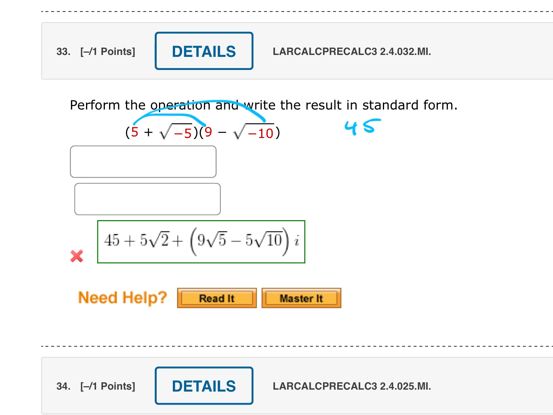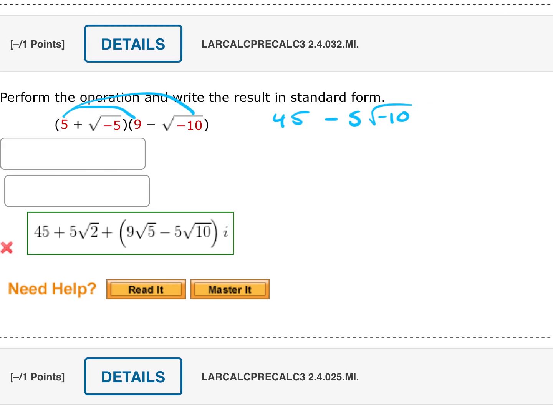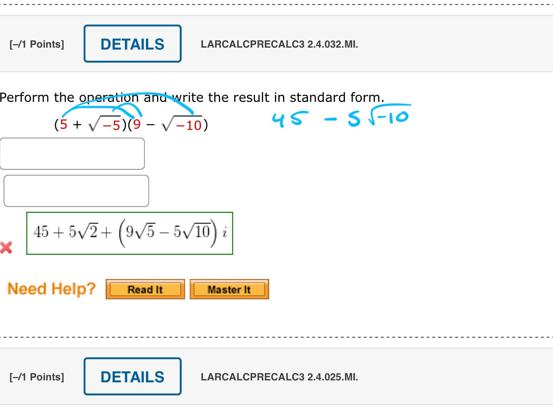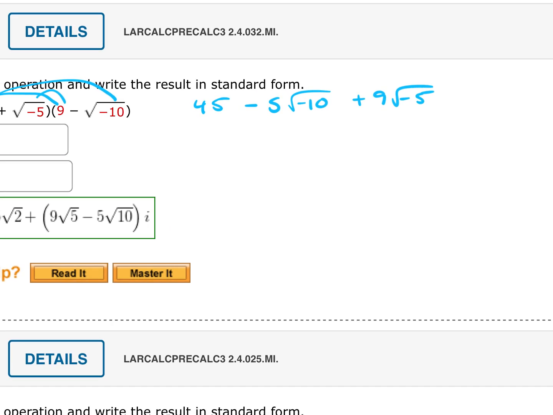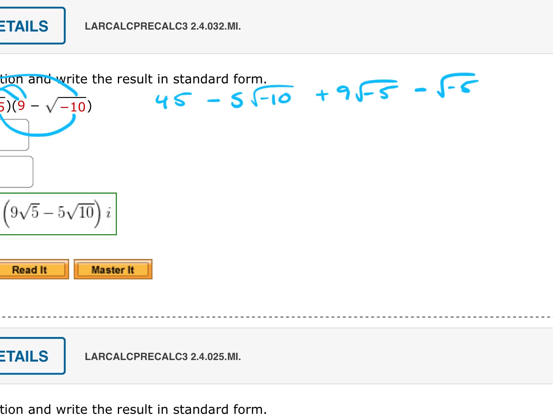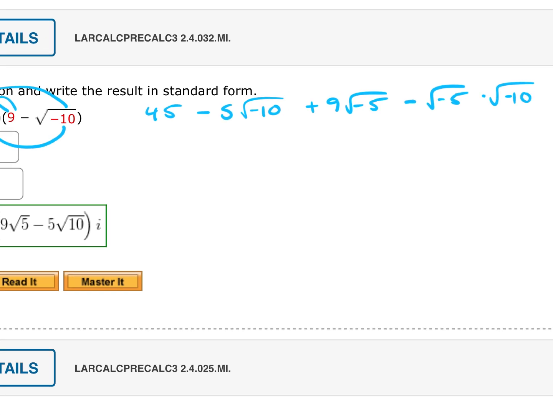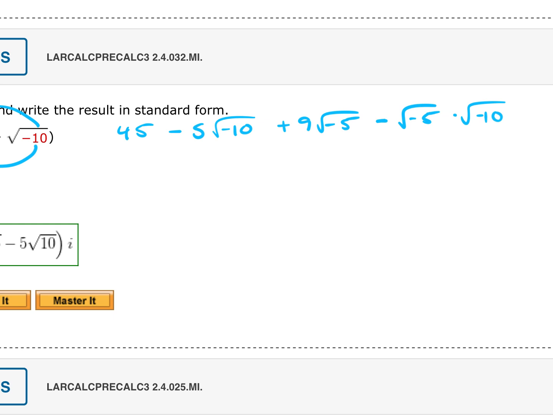So when we FOIL, we'd get 45, and then -5 square root -10. I'll leave it like this and then simplify. Then +9 square root -5. And then here, this would be, I'm just going to leave it separated for now, -5 times square root of -10. So when we simplify, we want to take the negatives out and turn them into i's first.